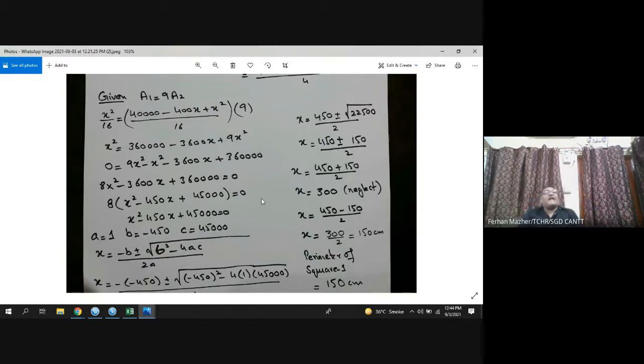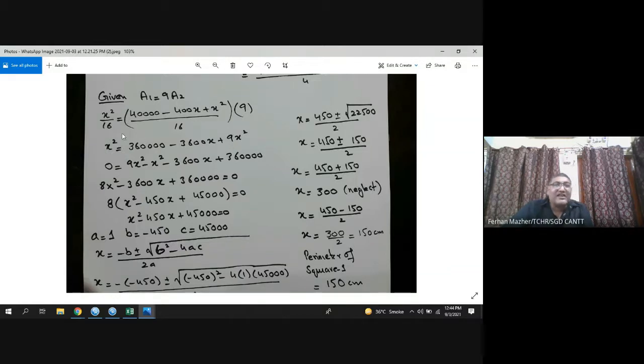Area 1 is x squared by 16. Area 2 is (40,000 minus 400x plus x squared) divided by 16. And 9 times, that's why I have written 9 here. 16 and 16 will be cancelled. You are left with x squared equals to, this 9 will multiply with these three terms inside that bracket. So I will have 360,000 minus 3,600x plus 9x squared. You see this 9 has multiplied with all the terms in this bracket.